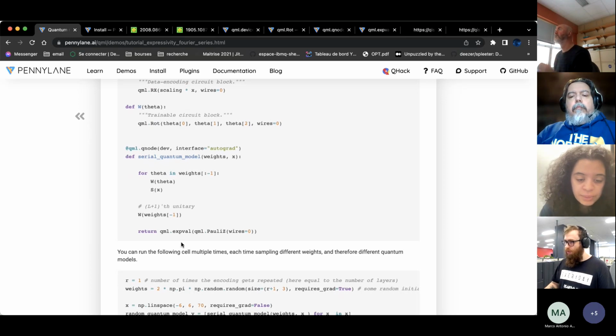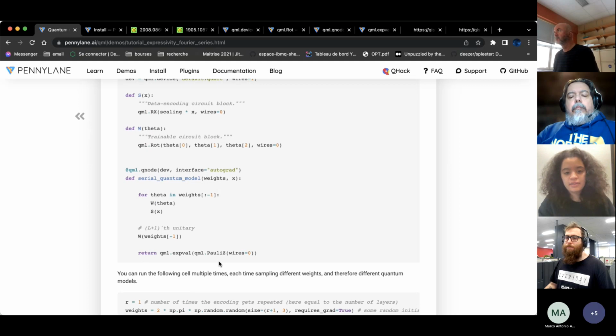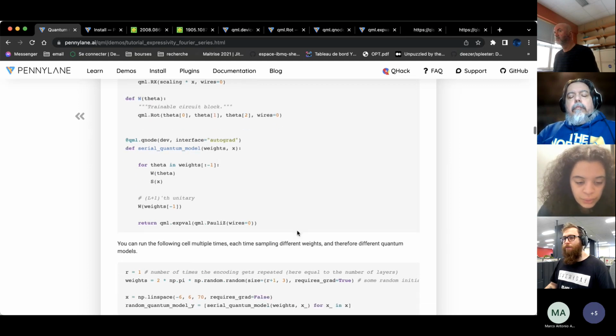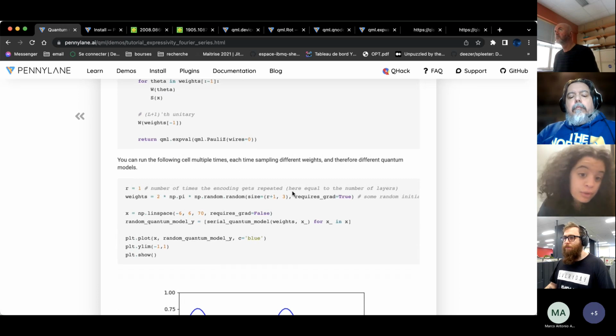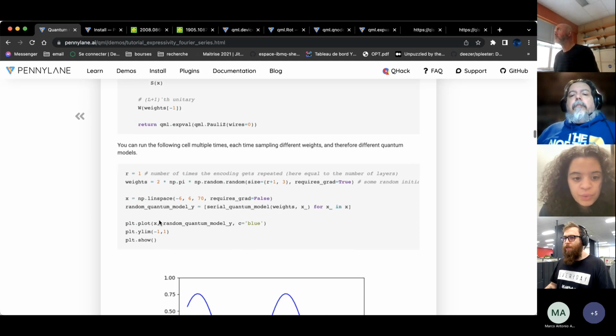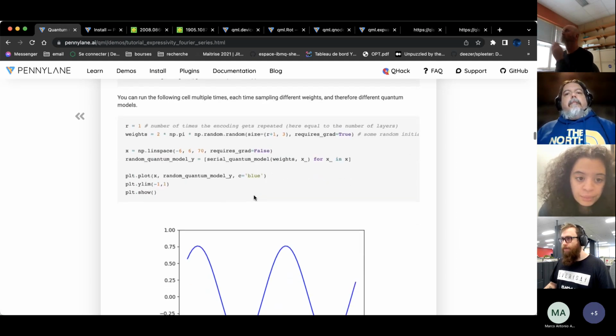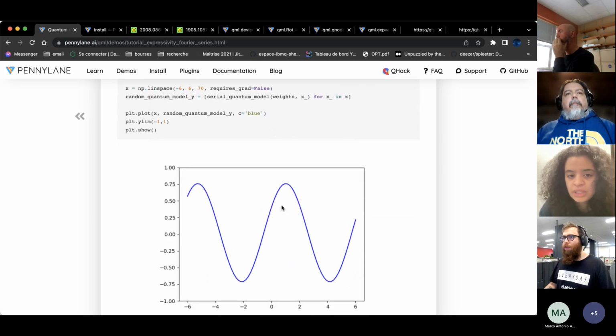And then they return the expectation value according to Pauli Z here. So the measurable, the M that was up here, is defined as a Z gate. Okay. And then you can run the following multiple times, each time sampling different weights. Each time, as you can see, if we run this cell multiple times, the weights are going to be generated randomly. And then if we use the serial quantum model with the weights for every x that we have, right here, and we plot it, we find something that looks like this.